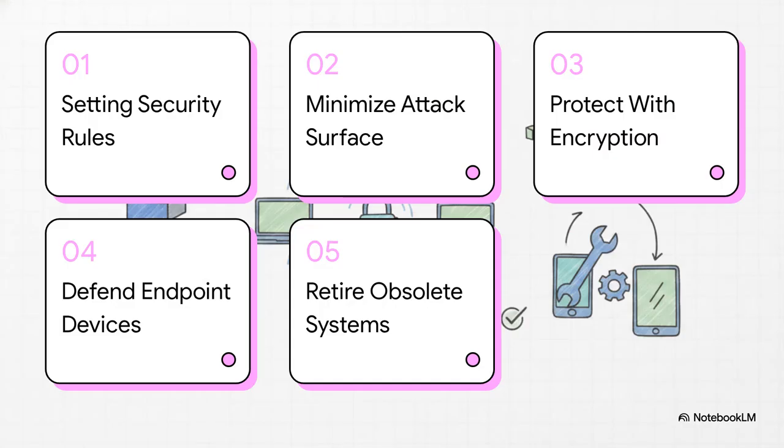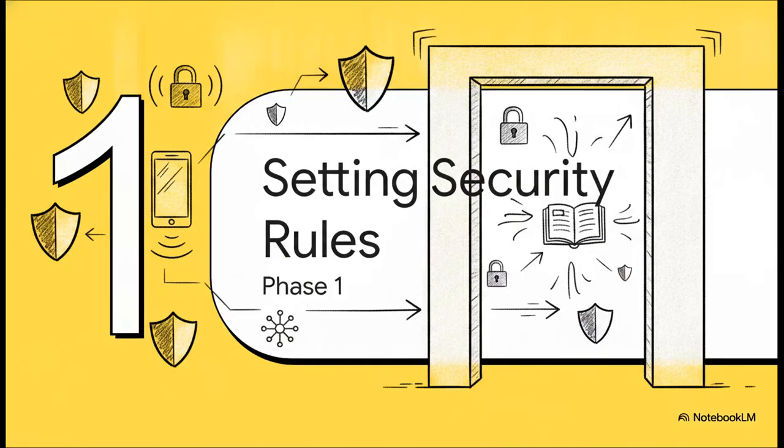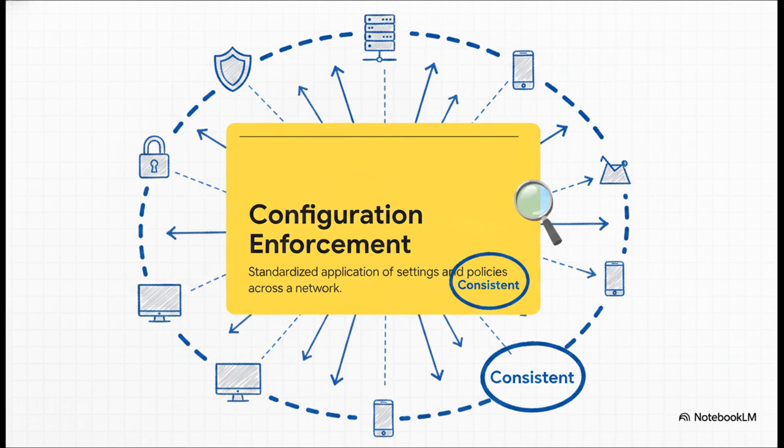So here is our ultimate life cycle playbook. We'll be covering setting the security rules, minimizing the attack surface, protecting data with encryption, defending the endpoint devices, and safely retiring obsolete systems. Section 1. Setting the security rules.